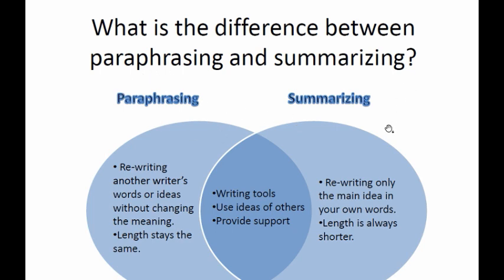The difference between paraphrasing and summarizing is very simple, which is mentioned on your screen. The first point is rewriting only the main idea in your own words. Length is always shorter. This is summarizing. For example, if we give you a paragraph of 6 lines and ask you to summarize it, you write it in a shorter length, such as 3 lines instead of 6. So this is called summarizing. Paraphrasing means you write in the same length, however a little change can be there.